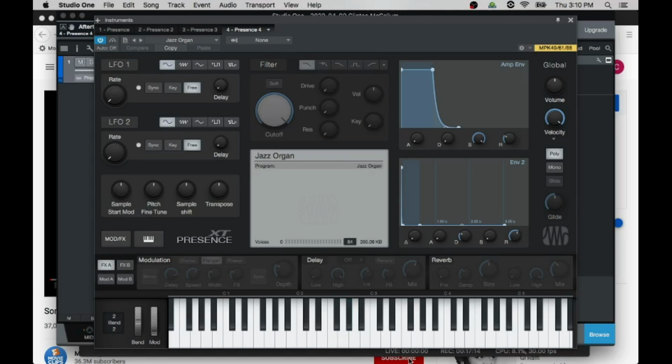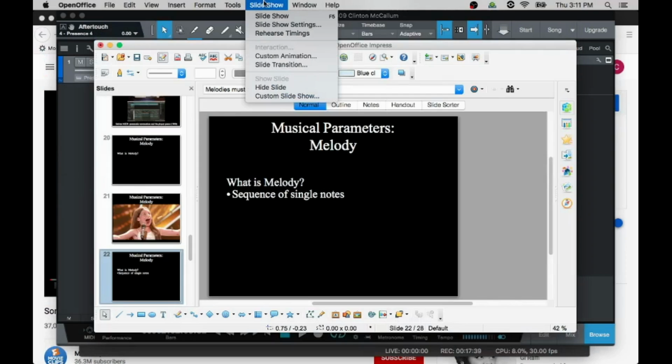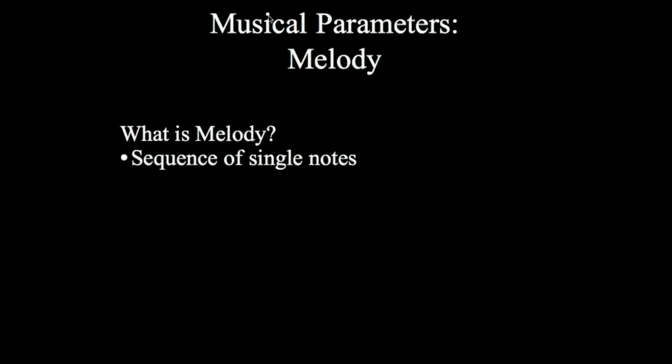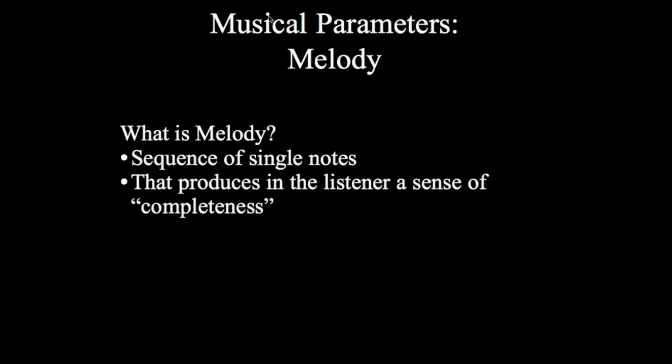This, I mean, you can hear that sequence of intervals, of relationships between notes, in so many different melodies. So that could really come from anywhere. But as soon as I add these other notes, it begins to have more of an identity, more of a shape, more of a sense of completeness. So returning to the slides here, it's a sequence of single notes that produces in the listener a sense of completeness. So a beginning, a middle, and an end, somewhere where it starts and somewhere where it finishes.